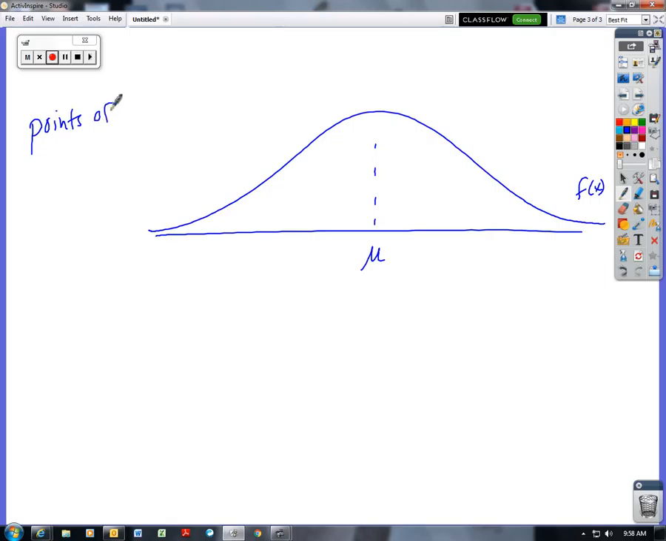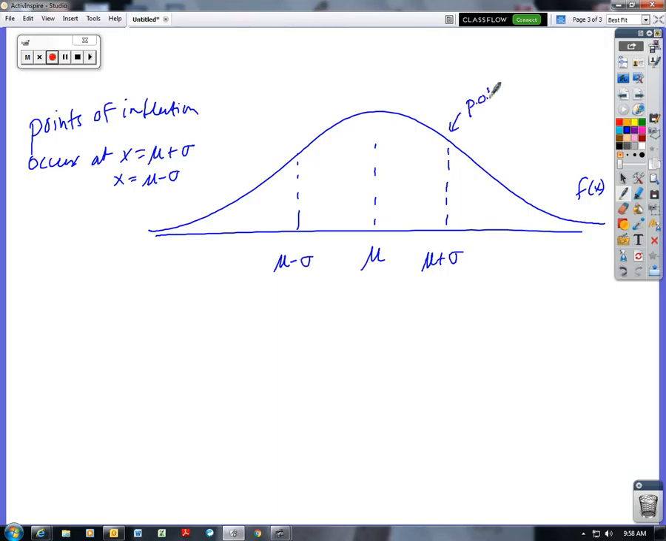So points of inflection occur at x equals mu plus sigma and x equals mu minus sigma. And visually, we know it's about right in here, isn't it? So about here and here are our points of inflection. So this is mu plus sigma, because remember sigma is the standard deviation, and then mu minus sigma. This is also a POI, and another POI. And that's kind of cool.